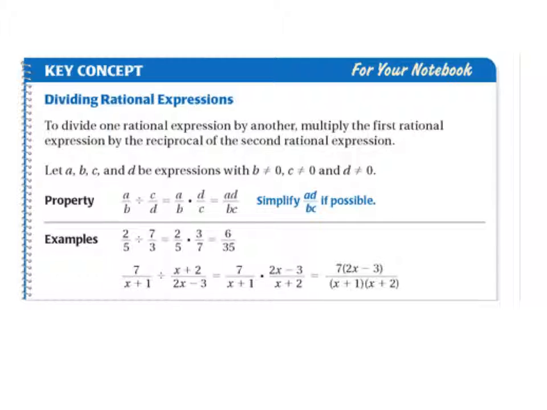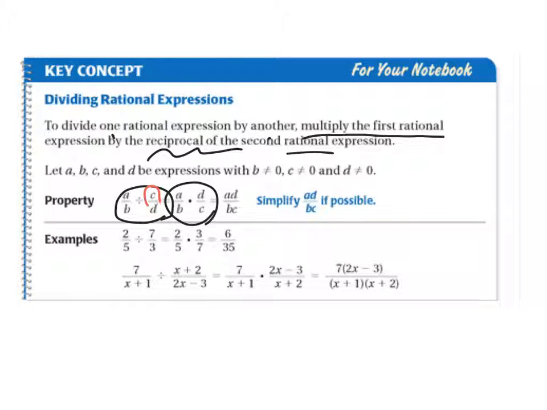So, to divide one rational expression by another, multiply the first rational expression by the reciprocal of the second rational expression. Okay, that's how we change a division problem into a multiplication problem. You see the second rational expression is now flipped, or it's the reciprocal. Simply, we've got two plain old fractions here. If I flip the 7/3 into the 3/7, then I multiply across the top and the bottom. I get 2 times 3 is 6, 5 times 7 is 35, and we're done.